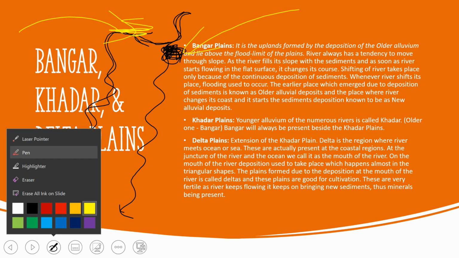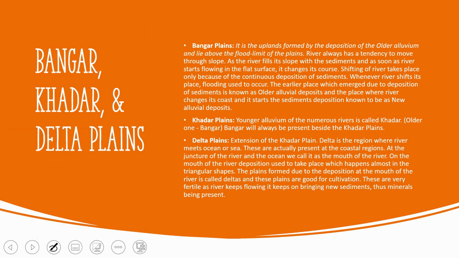Okay, so see what I have written. Bangar Plains is the upland formed by the deposition of the older alluvium and lies above the flood limit of the plains. A river always has a tendency to move through the slope. So as the river fills its slope with sediments, and as soon as the river starts flowing on a flat surface, it changes its course. Shifting of rivers takes place because of that continuous deposition of sediments, and whenever the river shifts its place, flooding occurs. The first time we call it flooding. After that, this is the path of the river only.